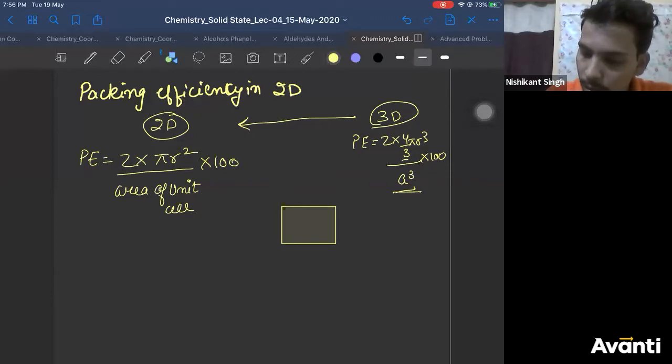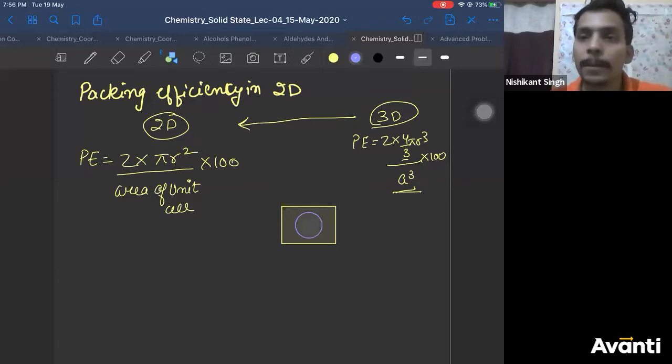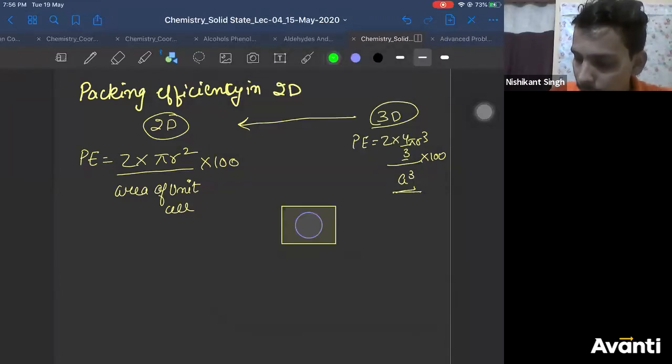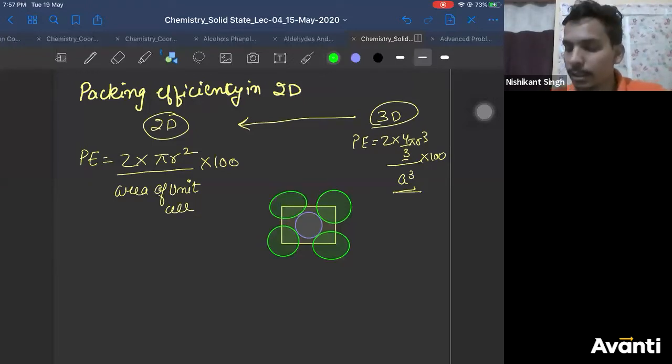Now let us take the face center particle. This is your face center particle. Now let us draw corner particles around it. So when you draw corner particles around it, this is first, second, third, fourth. So this is the unit cell. We are going to find its packing efficiency, right? So first thing is finding the Z value.